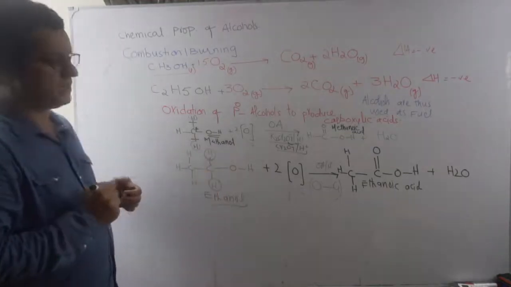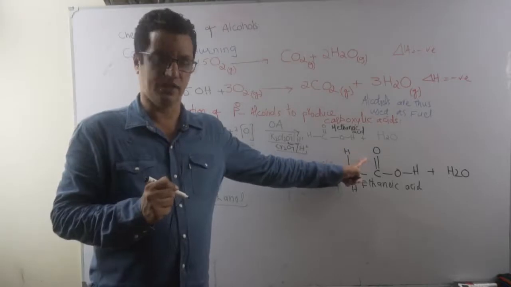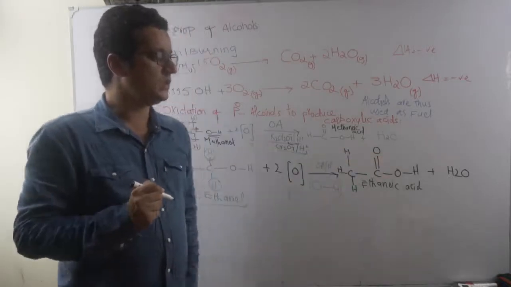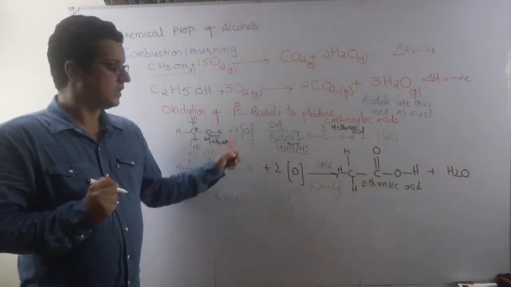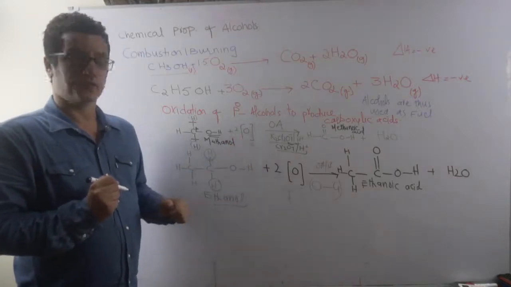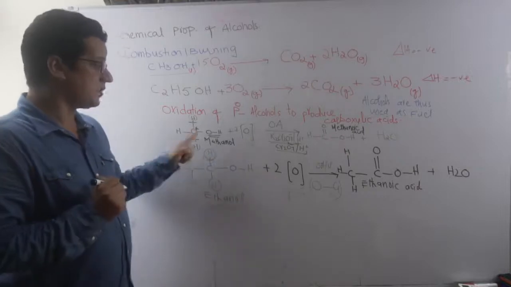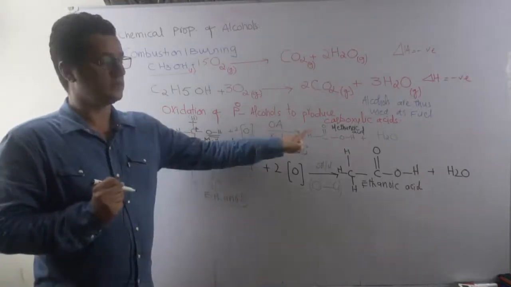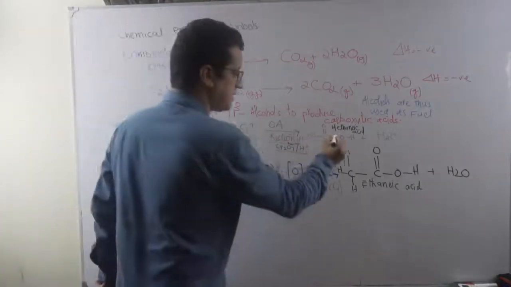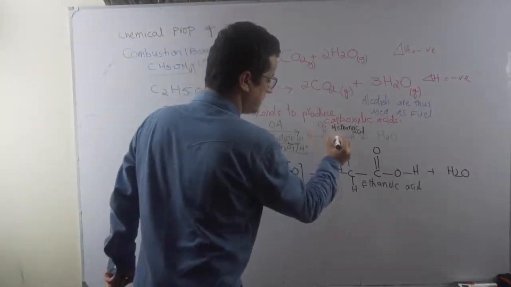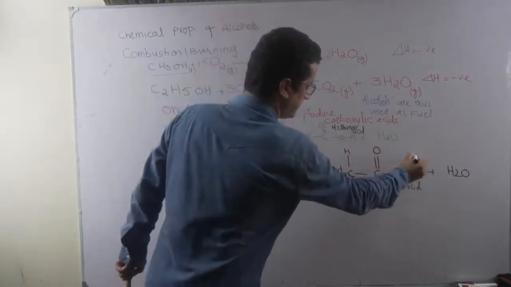off and replaced by what? Oxygen. And the hydrogens which go off are taken up by 1 oxygen. So 2 oxygens are shown with the brackets, meaning this atomic oxygen is being provided. So methanol is oxidized to methanoic acid, ethanol to ethanoic acid. You notice ethanoic acid, look at this particular functional group. Look at this particular functional group.